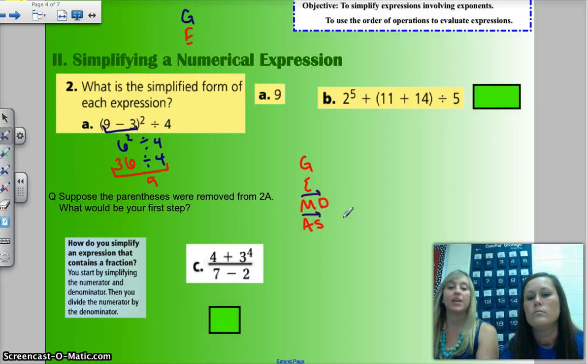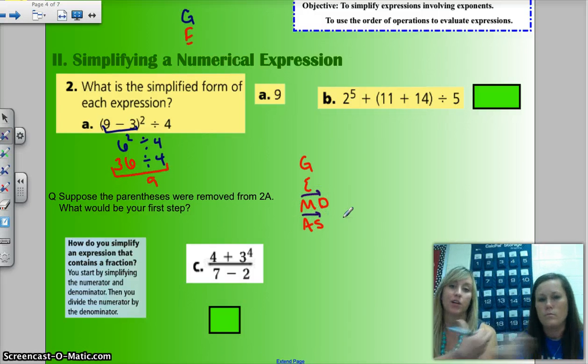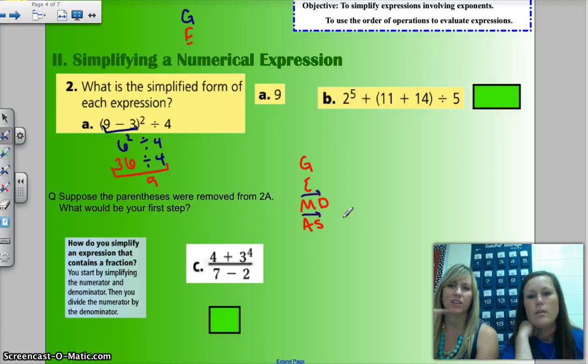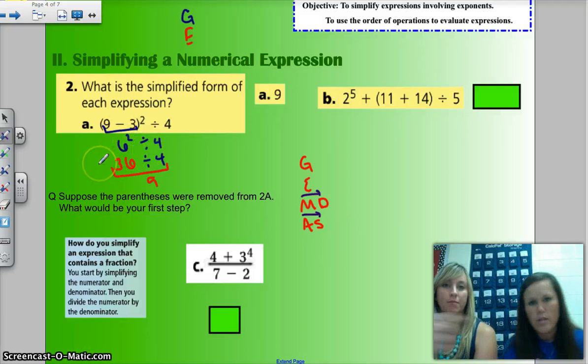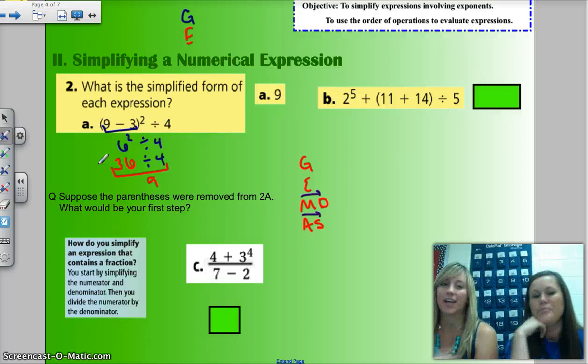I just like to write it like this as well, and I'll put a little arrow on top of the MD and AS, just reminding me that it goes left to right. Is it backwards? Were we going left to right? Will you tell us tomorrow? Tell us tomorrow.